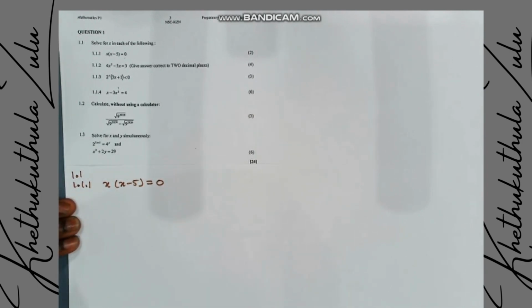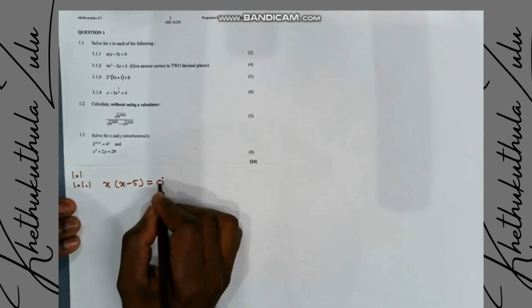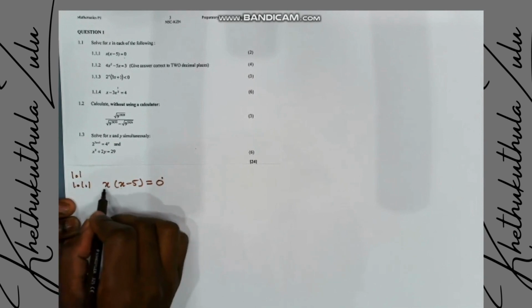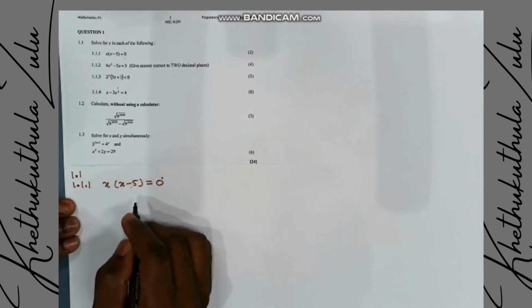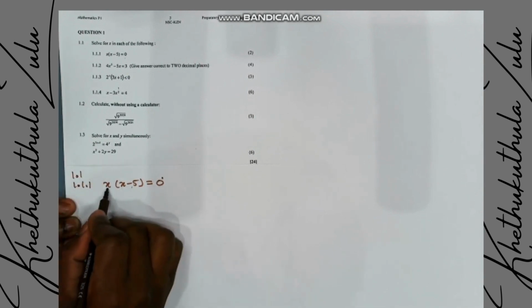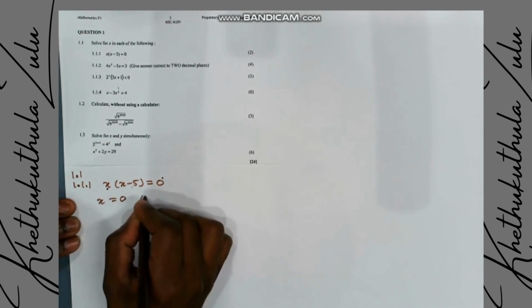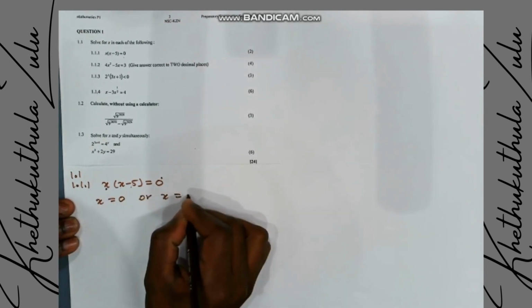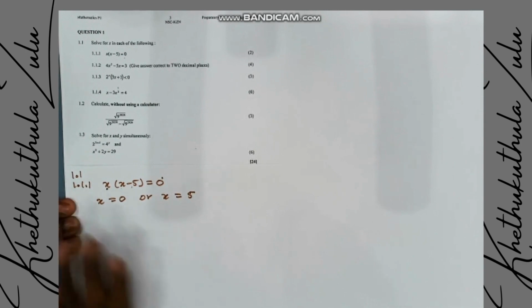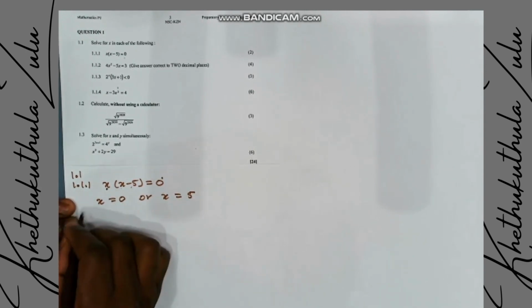The first thing that you can do here, now this thing is equal to 0. So if it is equal to 0, there is no need to open the brackets by multiplying, because at the end of the day you would have to factorize by taking a common factor of x. So here it's just x = 0 or x = 5. Simple as that. 2 marks, 1 mark for this, 1 mark for this, then you are done.